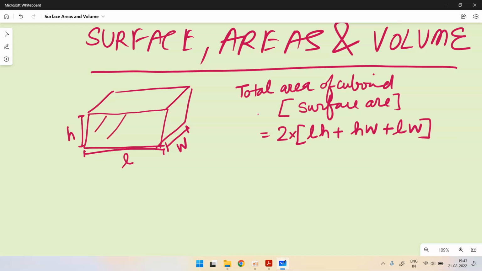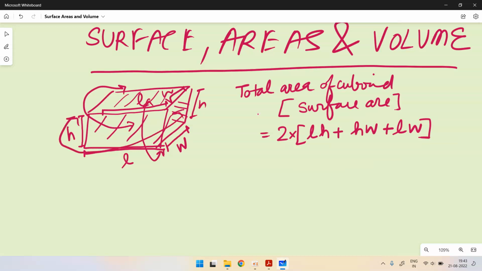Area of this is H into L, area of this is L into W, and this is H into W. In total there are two similar sides, here and opposite, here and opposite, here and opposite. So 2 into (LH plus HW plus LW), the unit is square, where L, W, H are in units. Now this is surface area.